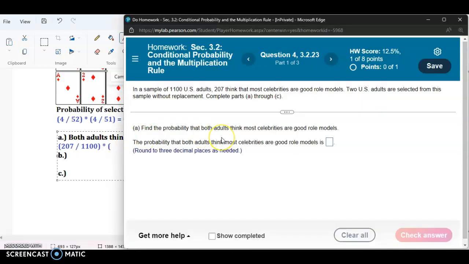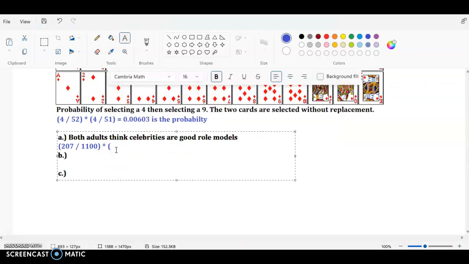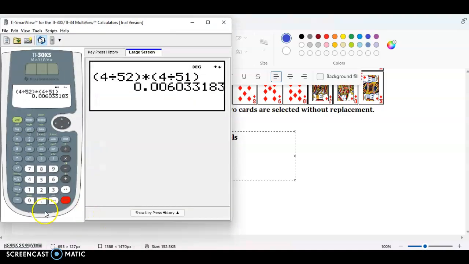Okay, so what about the probability of selecting another adult with the same belief? So if we take the first adult out, who has that belief, that means that there are 206 left. And then instead of 1,100 as the total, we have 1,099. All right, and multiplying those two fractions together will give us our probability. So 207 divided by 1,100, multiplied by 206 divided by 1099.